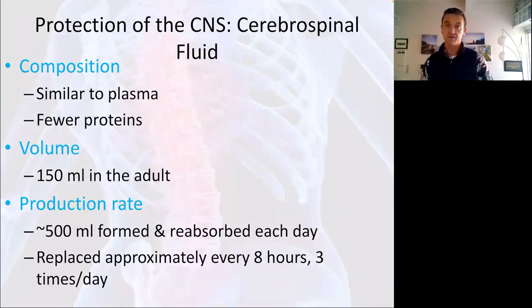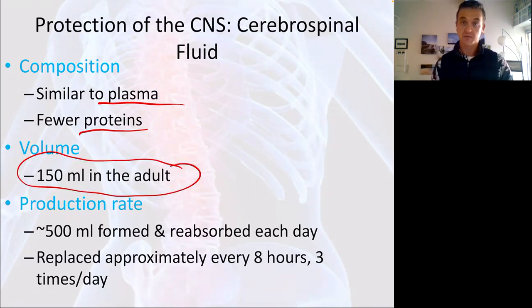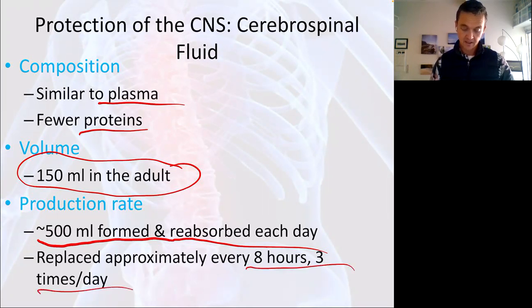Okay, so cerebrospinal fluid is very similar to the plasma part of our blood. So that's the water portion of our blood, but not quite as many proteins as we have in our blood. It's only about 150 mils of fluid in an adult, so a small amount of fluid, but this stuff is constantly turned over. We form about 500 mils of this a day, and so that means we reabsorb about 500 mils of this a day. So it's constantly being replaced. About every 8 hours, or about 3 times a day, we completely have new cerebrospinal fluid.